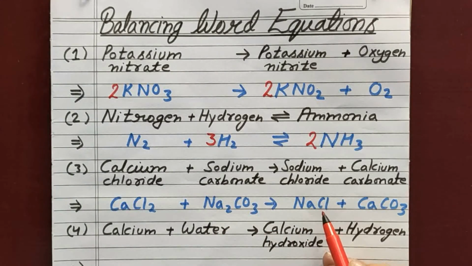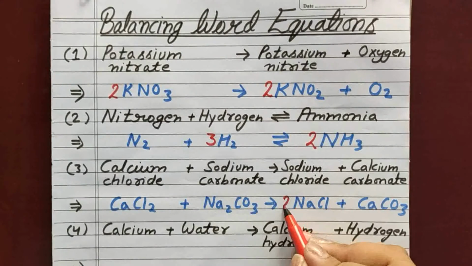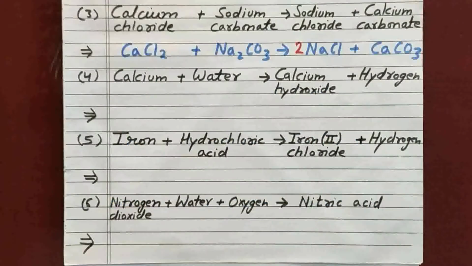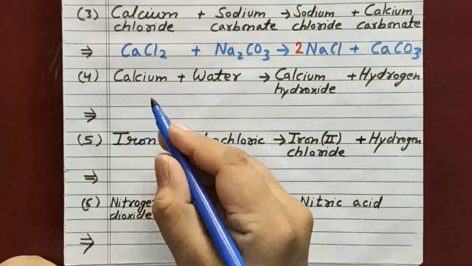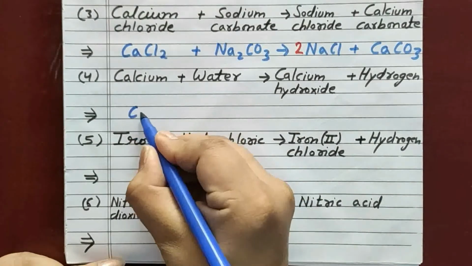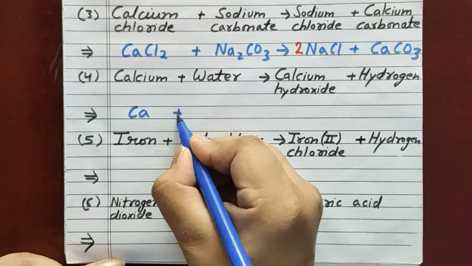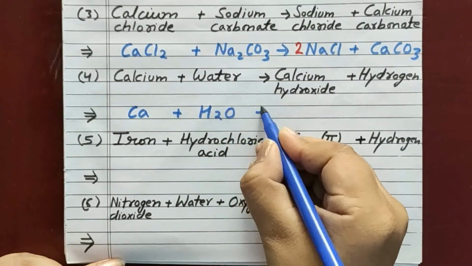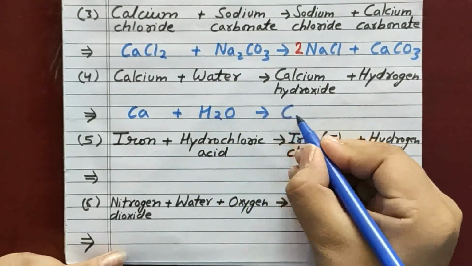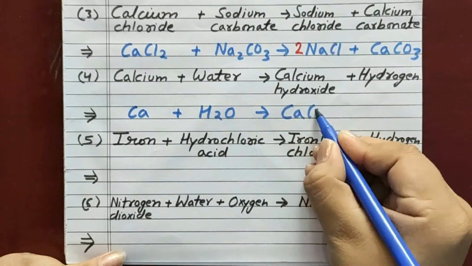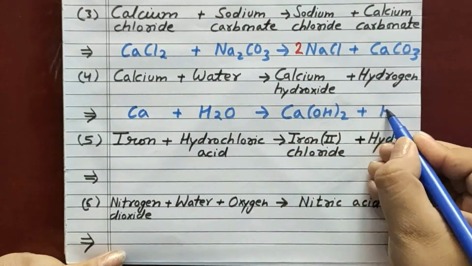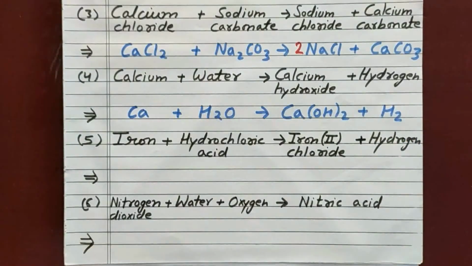on the product side. So for balancing that, here we are going to write down 2. Now this is our third balanced equation. Now balancing the fourth equation, calcium, which is Ca, plus water, which is H2O. These two are combining, giving out calcium hydroxide, which is Ca(OH)2, and there is liberation of hydrogen gas, which is H2.